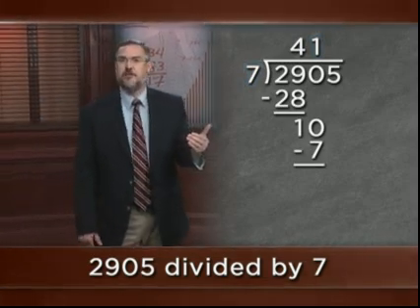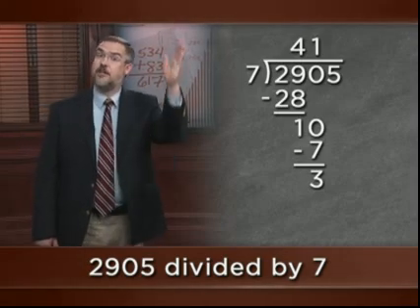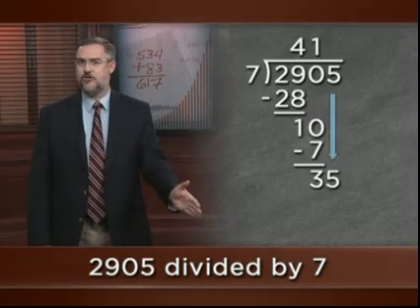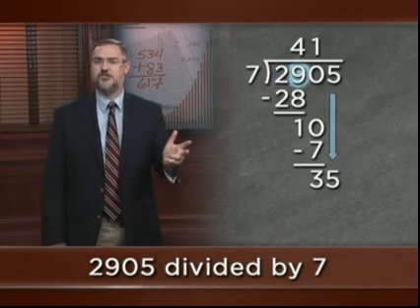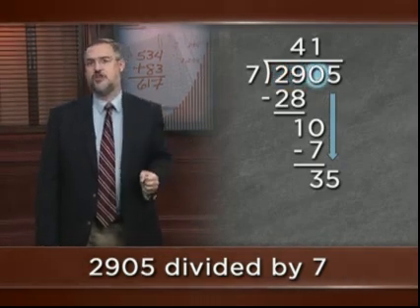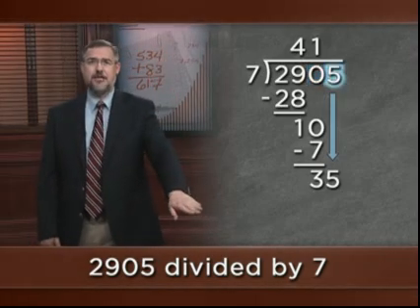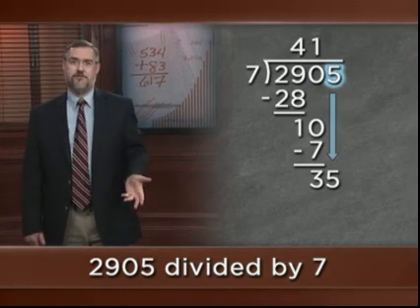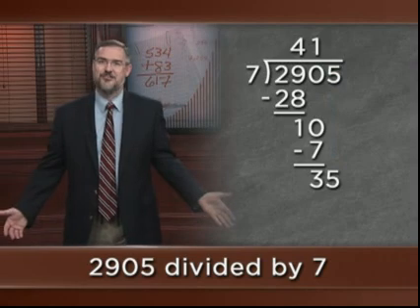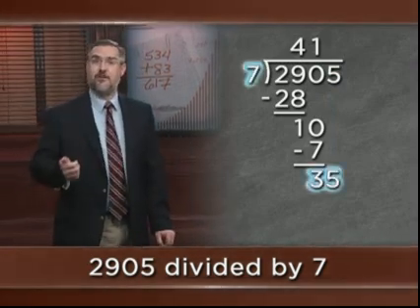10 minus 7 is equal to 3, so I leave that 3 there, and then I drop down the next digit that I haven't used yet. I've already used the 2, I've used the 9, and I've used the 0, but I have not used the 5. And so I'm going to drop down a 5, and that means at the bottom of my work, I now have the number 35. And now I ask the same question again.